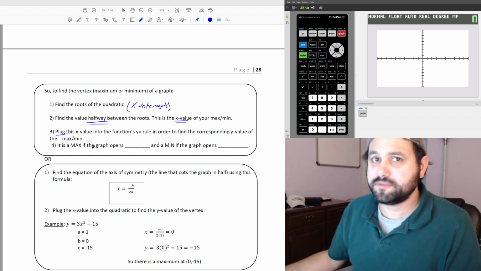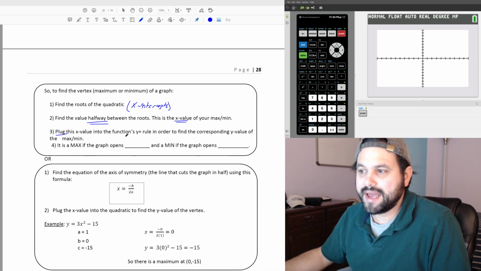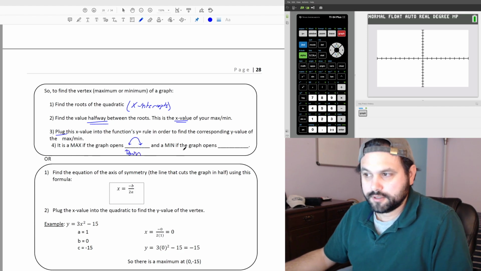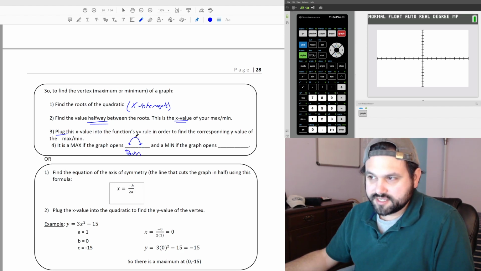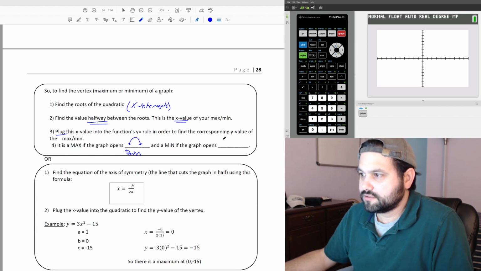How do you determine if it's a maximum or a minimum? Well, it's based on what the graph looks like, right? So if it's a maximum, the graph opens downward, right? If it opens down. It's a minimum, right? Because this point would be now a maximum. It's a minimum if the graph opens like that, upward.